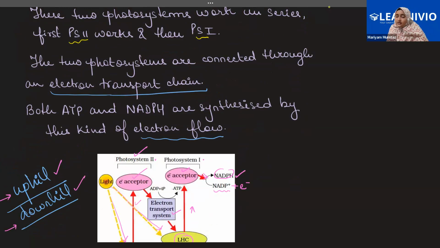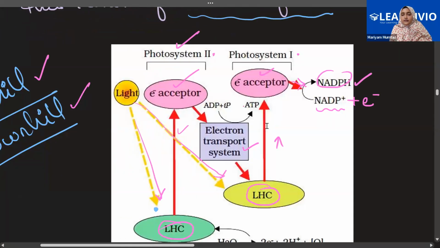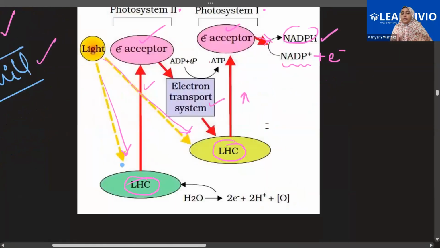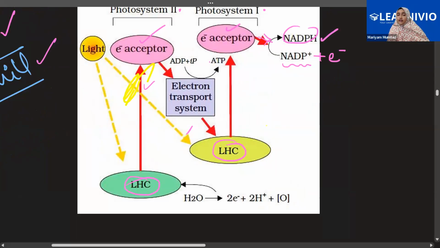During the process of non-cyclic photophosphorylation, ATP and NADPH, both of them are synthesized. Now, see, this is what happens. Everyone should practice this diagram. This can directly come in the examination. So I want you all to understand what the diagram is and what it tells us.